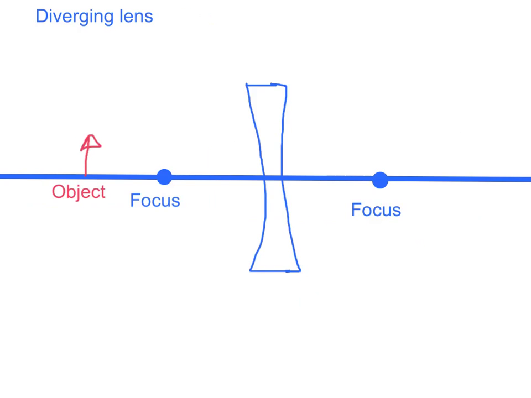The final ray diagram we'll draw consists of a diverging lens. Here, it doesn't matter how far away the object is. We'll draw a light ray leaving the tip of the object that is going parallel to the principal axis. That light ray will leave the diverging lens spreading out as if it were coming from the focus on the original side.